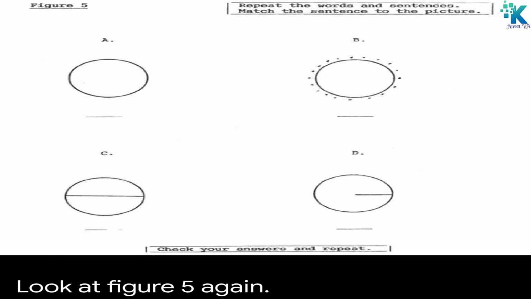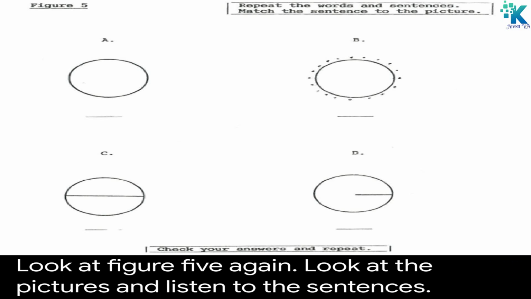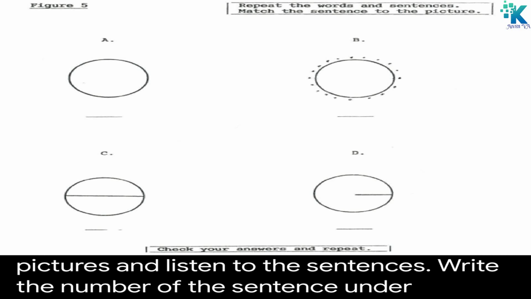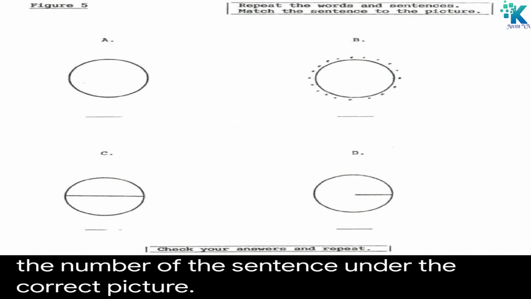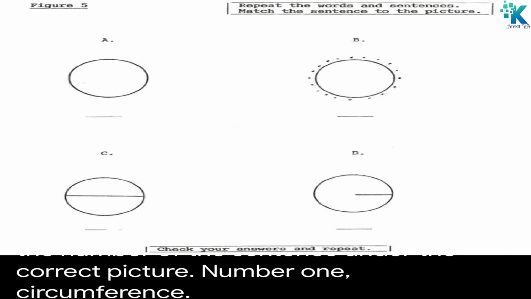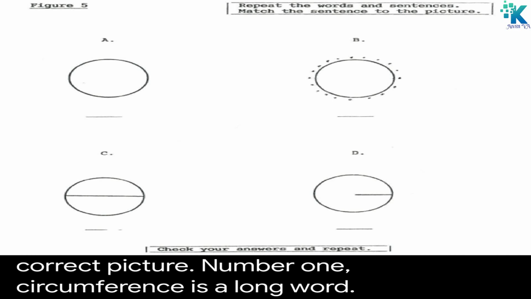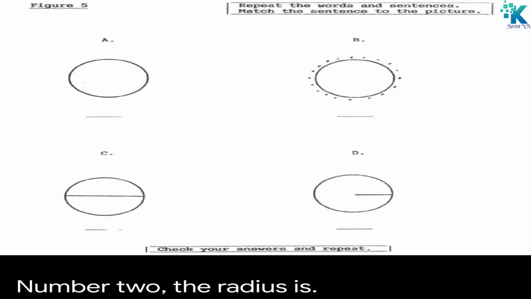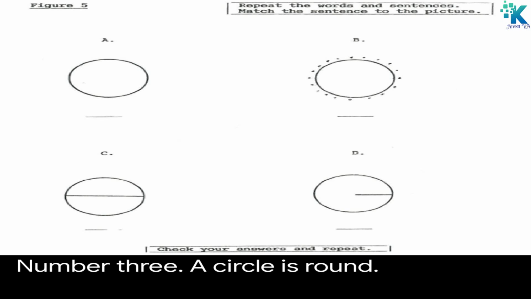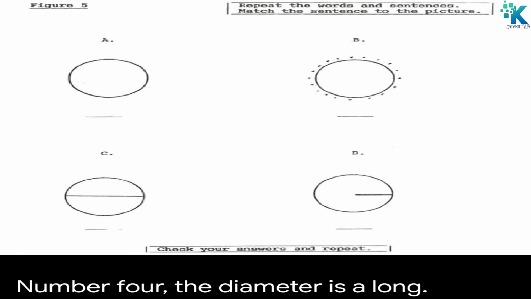Look at Figure 5 again. Look at the pictures and listen to the sentences. Write the number of the sentence under the correct picture. Number 1. Circumference is a long word. Number 2. The radius is a short line. Number 3. A circle is round. Number 4. The diameter is a long line.